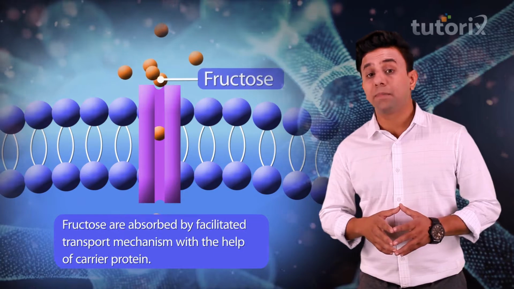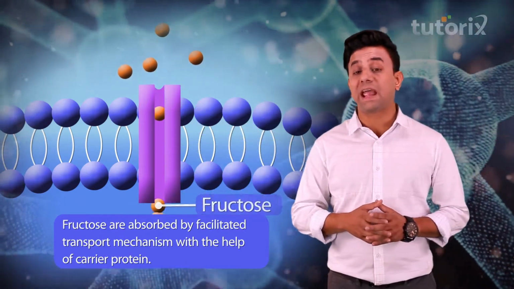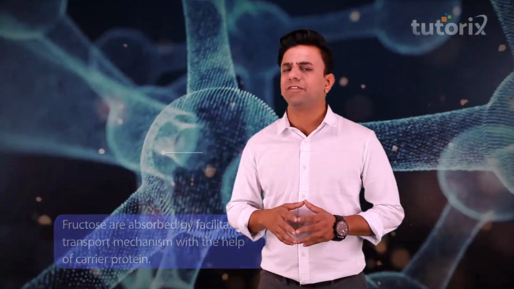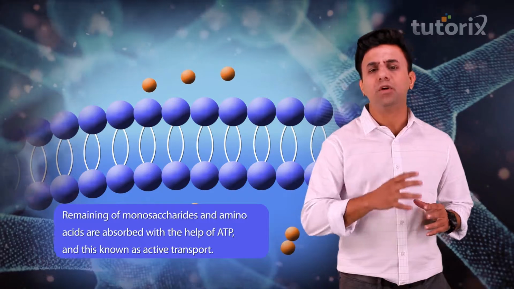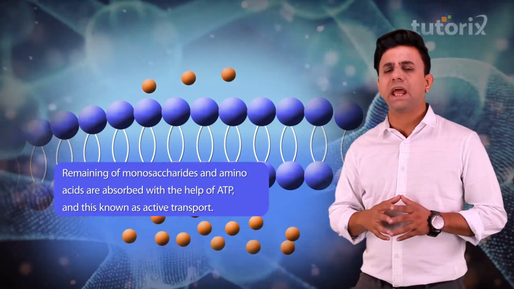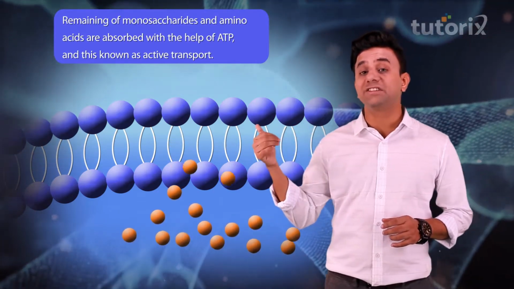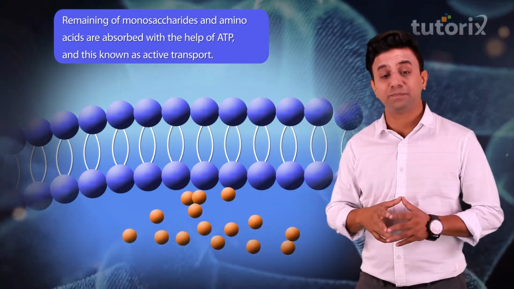Some other monosaccharides like fructose are absorbed by means of facilitated transport mechanism, that is, with the help of carrier proteins. Well friends, the remaining of the monosaccharides and the amino acids are absorbed with the help of ATP, that is, they require energy, and this is the active transport mechanism.